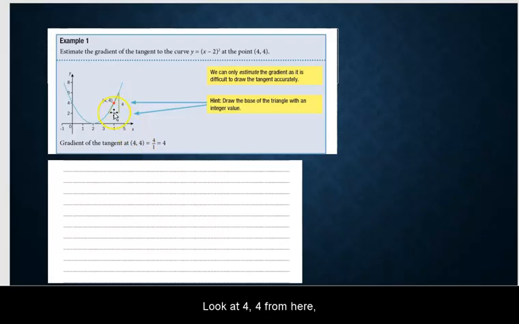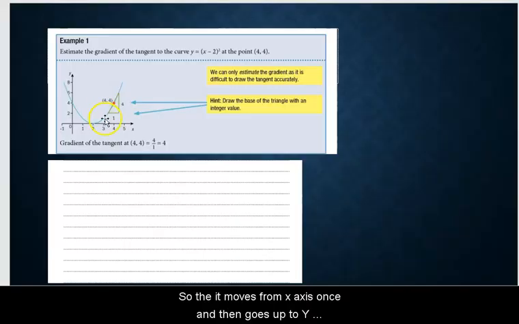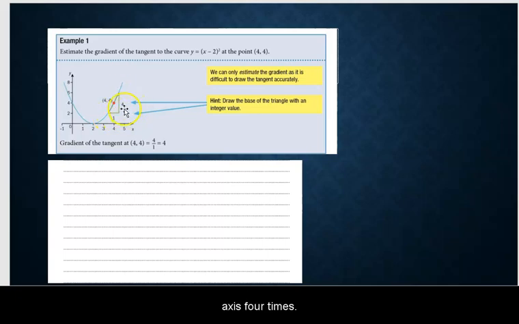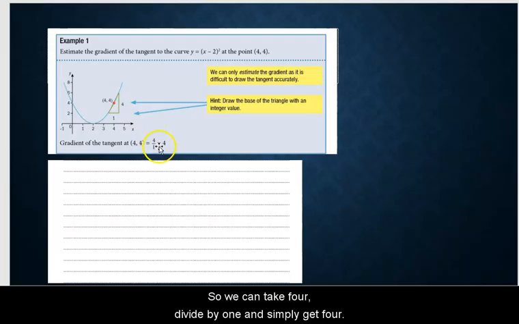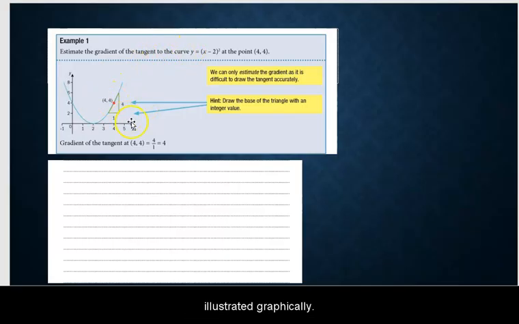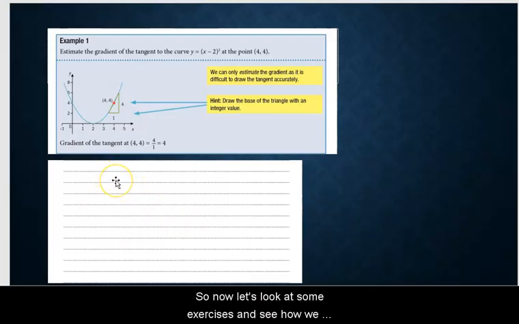Look at (4, 4). From here, from 3, this is 1 point. So it moves along the x-axis once, and then goes up the y-axis 4 times. So we can take 4, divide by 1, and simply get 4. So this will be one of the easiest ways we can estimate the gradient of the tangent to the curve when illustrated graphically. So now let's look at some exercises and see how we are supposed to handle them.